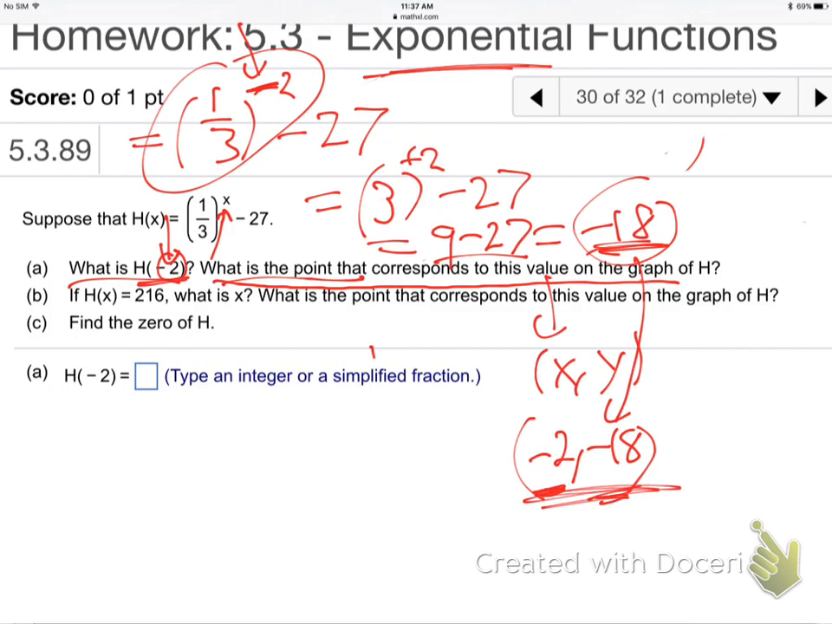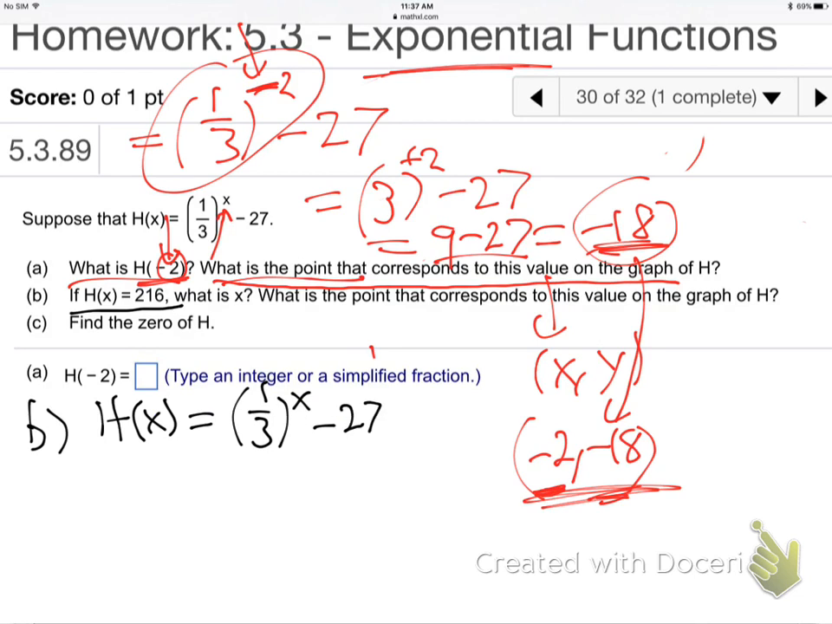Let's go to B. Feel free to stop me if I'm going too quick. H of x is 216. How do we do that? Let me write the h of x function here: 1/3 to the x minus 27. So there's the h of x function. They're saying h of x equals 216, so you stick the 216 in there for h of x, like that. You good to there? So I just plug the 216 in for the h of x side.